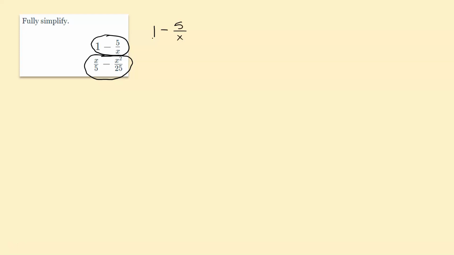In order to make this one fraction, we need to have a common denominator. So our denominators right now, we can rewrite this 1 as 1 over 1. So our denominators right now are 1 and x. So our common denominator, or least common denominator, is going to have to be x. So I'm going to multiply by x over here. So then I'll have x over x minus 5 over x. Now I'm ready to combine this into one fraction because we have a common denominator. So that fraction would be x minus 5 over x.